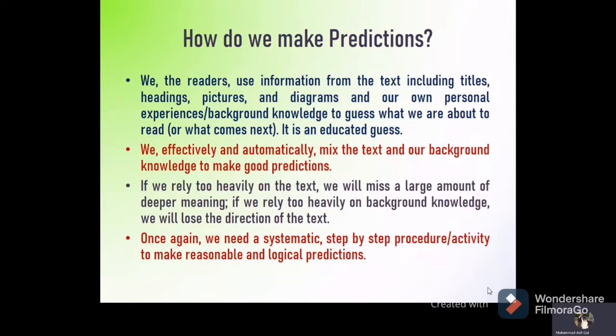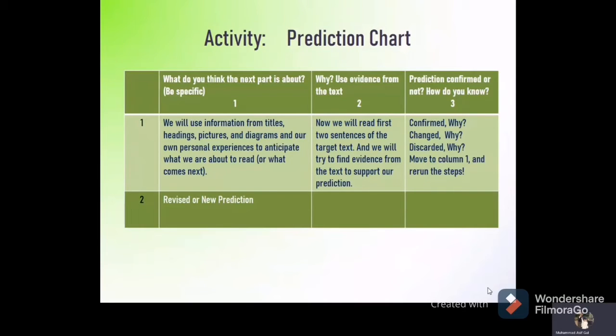If we rely too heavily on the text, we will miss a large amount of deeper meaning. We will just understand the surface meaning of the text. And if we rely too heavily on the background knowledge, we will lose the direction of the text. So once again, here we need a systematic, step-by-step procedure, a step-by-step activity to make logical, reasonable predictions. And we will be using an activity called a prediction chart to make reasonable, logical, and valid predictions.